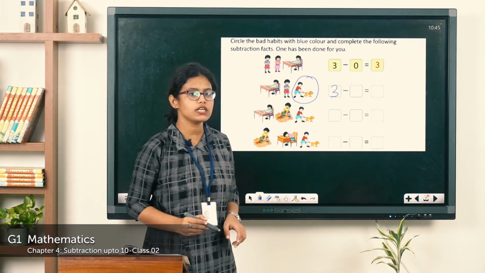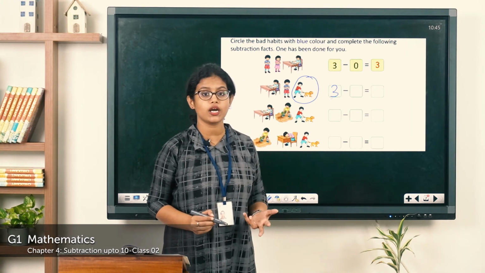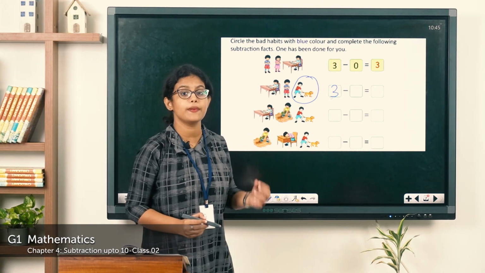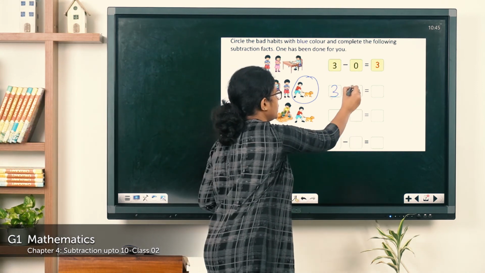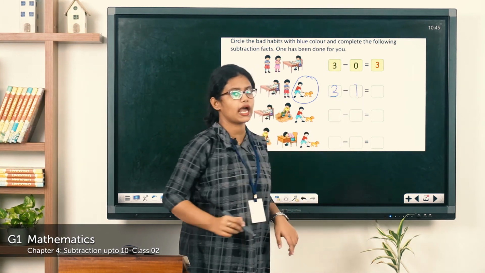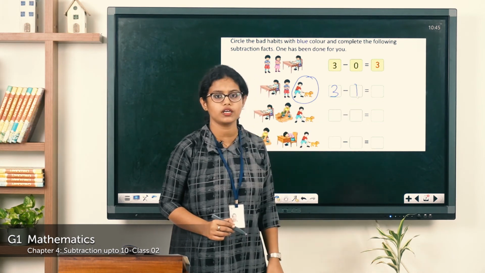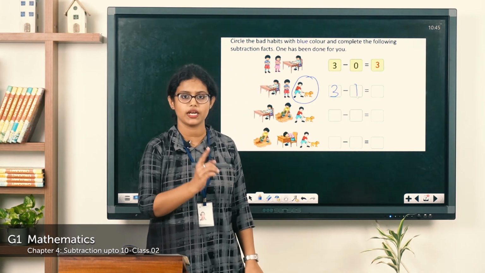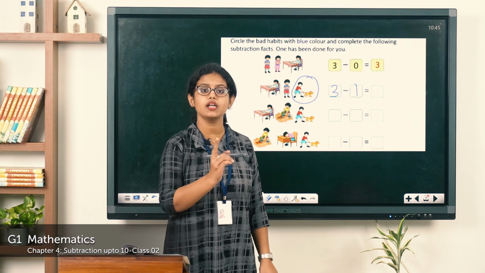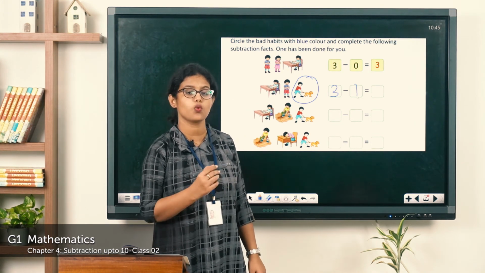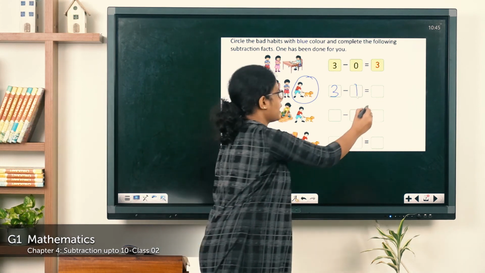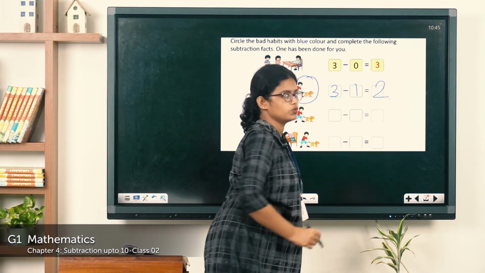So from that we need to take away which one? We need to take away one bad habit. So how many bad habits are there? 1. So we need to take away one bad habit. So what is 3 minus 1? When you subtract 1 from a number, you get the number before. The answer is the number just before. So what is 3 minus 1? 3 minus 1 equals 2.